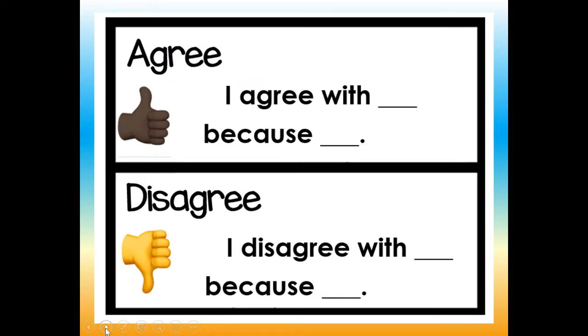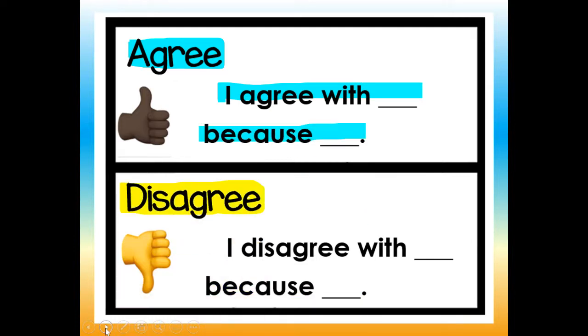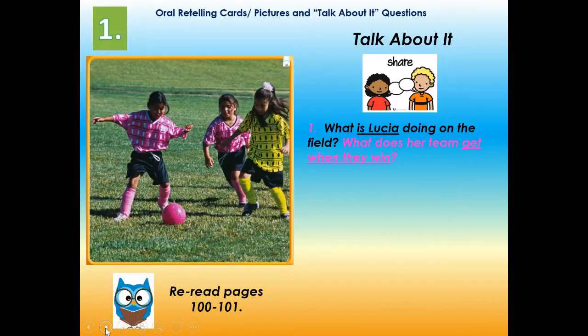When I say something or when your partner says something, you may agree. That means yes, you agree with what they said, and you would say, I agree with you because, or you may disagree, and you may say, I disagree with you because, and tell me why.